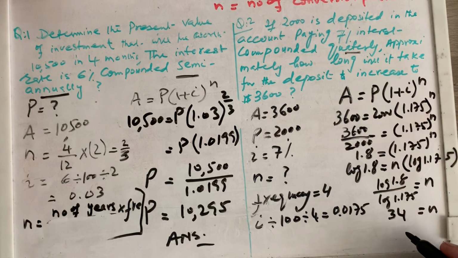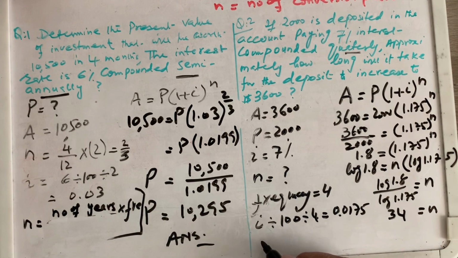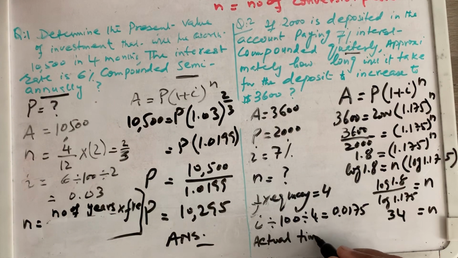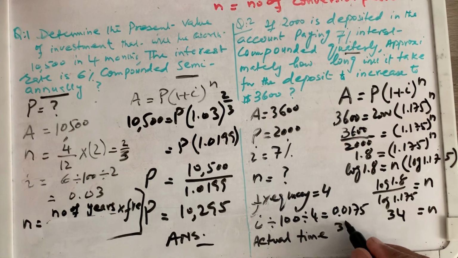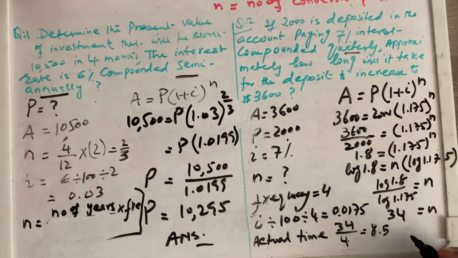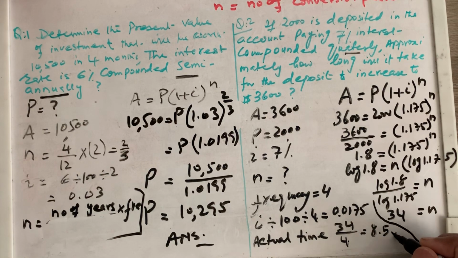This N is not my answer, right? What will be the actual time? So the actual time will be equal to 34 divided by the frequency. How many frequency do we have? 4. So that means 8.5, or you can say, rounded off to one decimal place, 8.5 years is my answer.